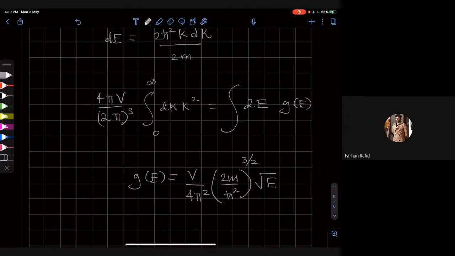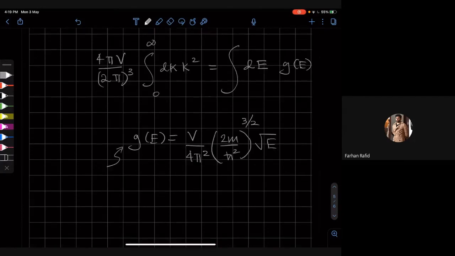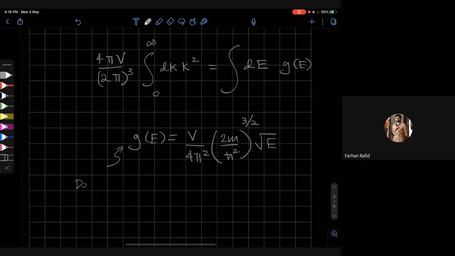And this is the density of states, okay? For this sort of particle, for a non-relativistic particle in a box. So how the number of states changes as a function of the energy, that is the density of states. Is this clear how we got from here to here?